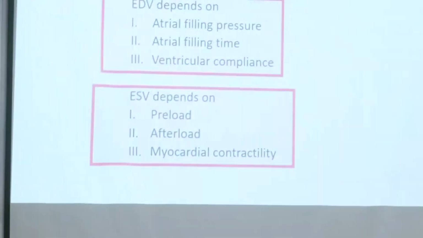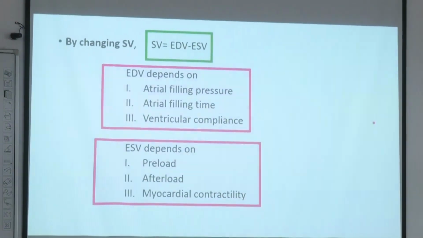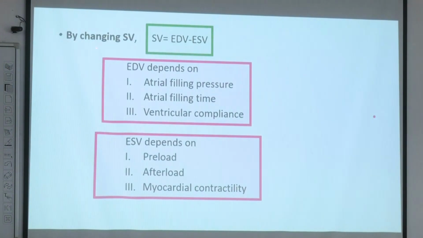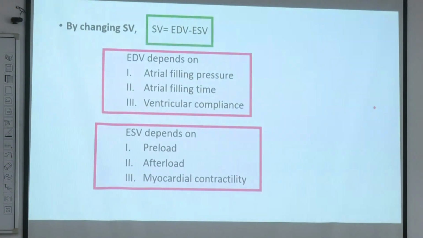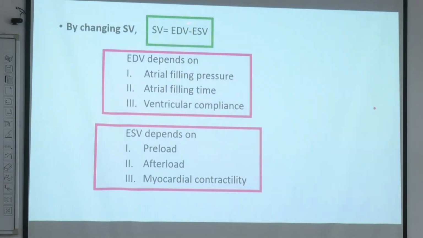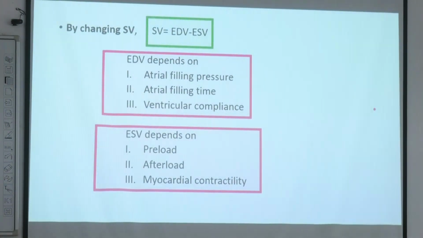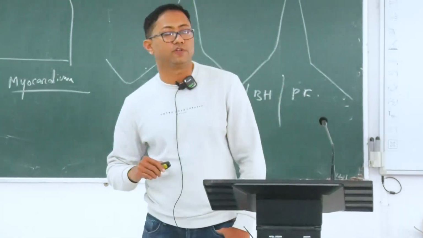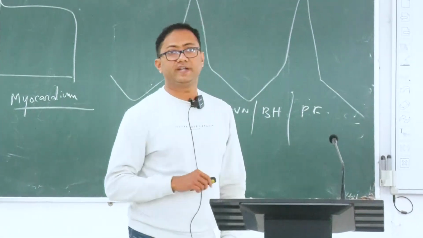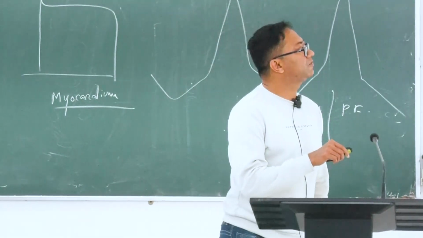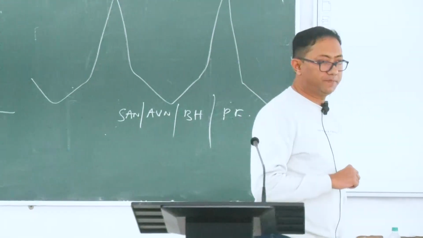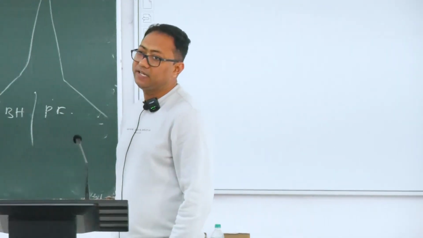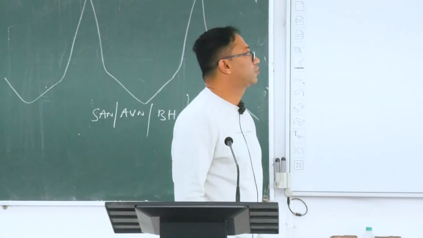And now you can also change cardiac output by changing your stroke volume, and you know stroke volume is equal to end diastolic volume minus end systolic volume, okay? Usually end diastolic volume is 120 ml and end systolic volume is 50 ml. So stroke volume will come as 70 ml, okay? 70 ml will be the stroke volume.